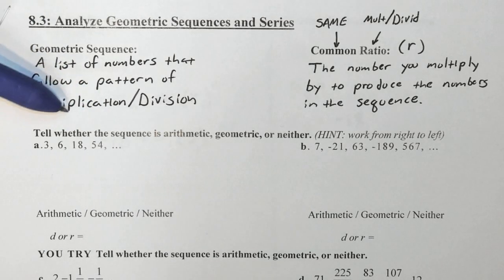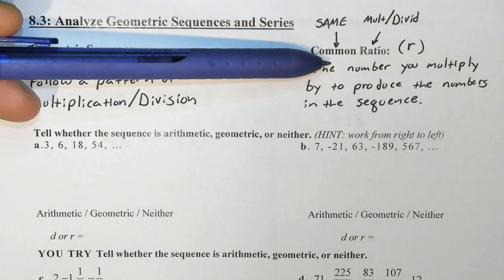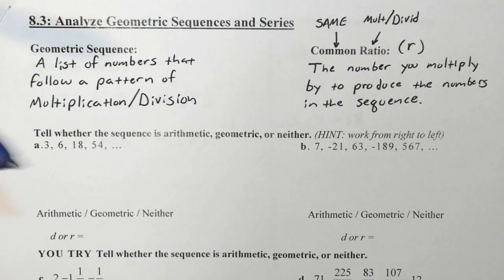Now, when we're talking about that multiplication and division, the main thing we refer to it as is the common ratio, or the R value. The common ratio is the number that you multiply to produce the next value in the sequence. You can also divide, but most of the time we're just going to multiply. I'll tell you why division's in there in a couple of seconds.